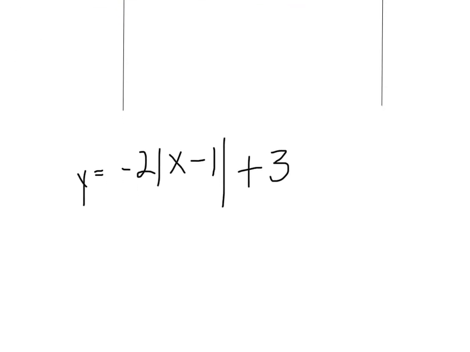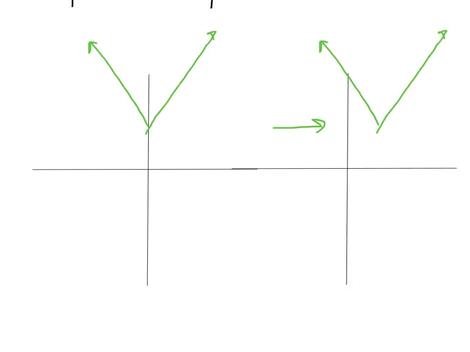But since it's an absolute value, it's not moving to the left one or negative 1. Rather, it's moving to the right one. I know this seems counterintuitive, but you have to get the hang of doing the opposite of what seems to be what you're supposed to be doing. So next, this is the graph after it has moved to the right 1 space.